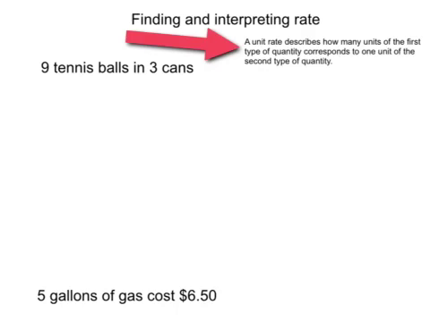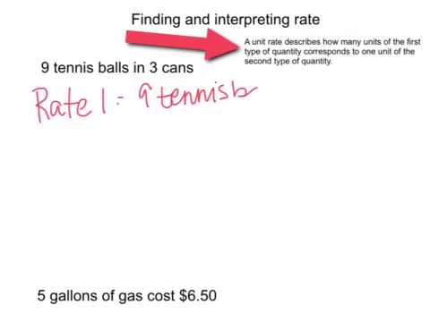the unit rate for tennis balls in cans. So we have 9 tennis balls and 3 cans. We can do our unit rate in 2 ways. We can see how many tennis balls in 1 can, or we can see how much of a can 1 tennis ball takes up. So we're going to do rate 1. Okay, our rate 1 is going to be 9 tennis balls over 3 cans.